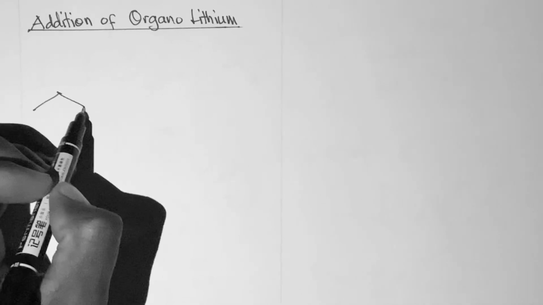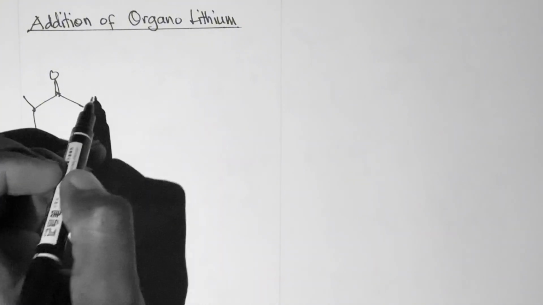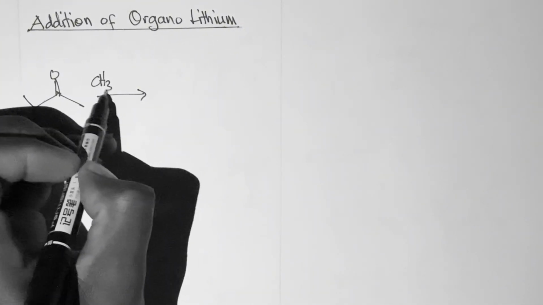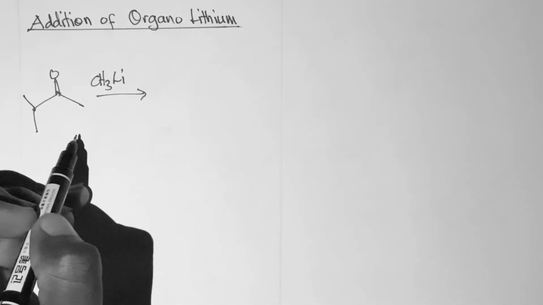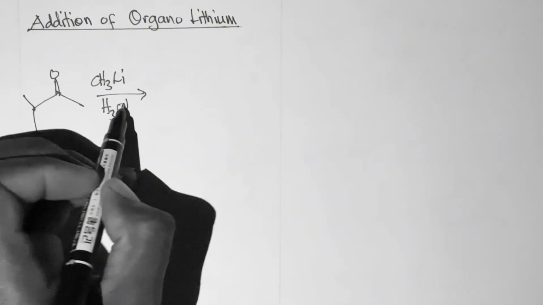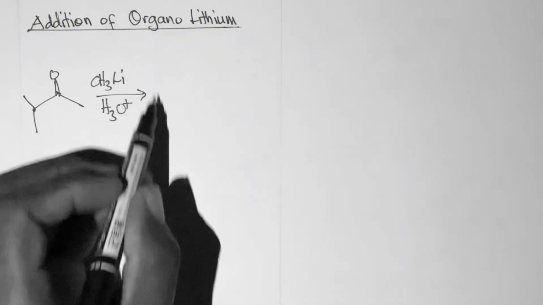The next reaction we are going to talk about is the addition of an organolithium. And that one also follows just like the addition of a Grignard reagent. So for example, let's assume we are given this ketone, and then a methyl lithium. In the second part of the reaction, we are given a hydronium ion. So what will be the product?